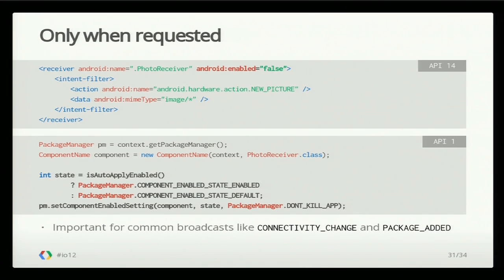So today we just used it for the new picture broadcast, but there are many other broadcasts that are maybe more interesting. And it's especially important for common broadcasts across the system, like connectivity change or package added. So say, for example, today in our app, if we had written a photo upload queue, uploading photos to the cloud that the user had selected. If that queue is empty and we listen for the connectivity change event, our app would be woken up, and we wouldn't have anything to do. Our queue would be empty. So that would be a great opportunity for us to use this API to turn off our broadcast receiver when we don't have any work to do, when there's no work pending.